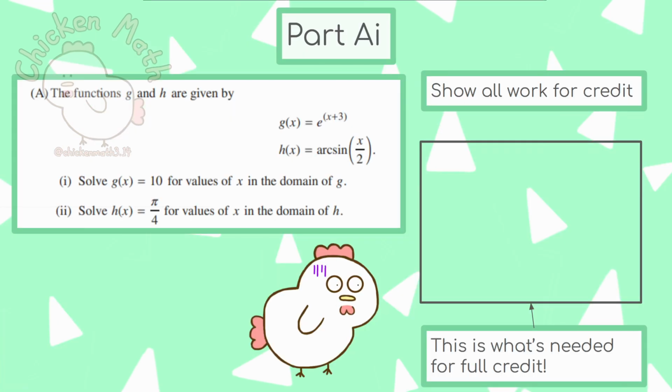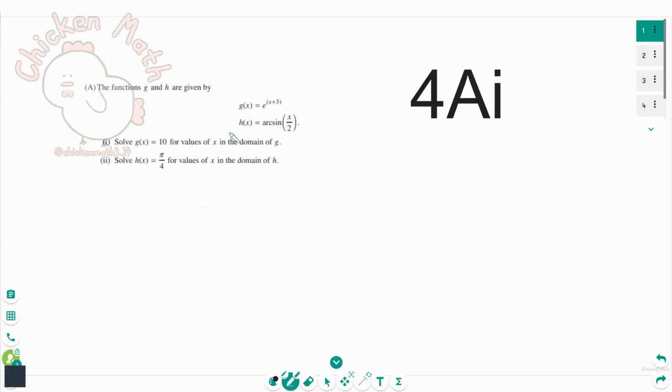Okay, guys, so we're going to start with part A1. We have 2 functions right here. We need to solve for x if g of x equals 10. So first you want to write out what you already know. That's g of x equals 10, which is equal to e to the x plus 3. Then you want to take ln of both sides, and we'll explain why in a second, to get rid of this e right here.